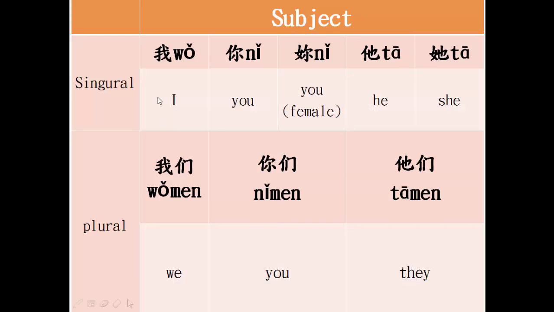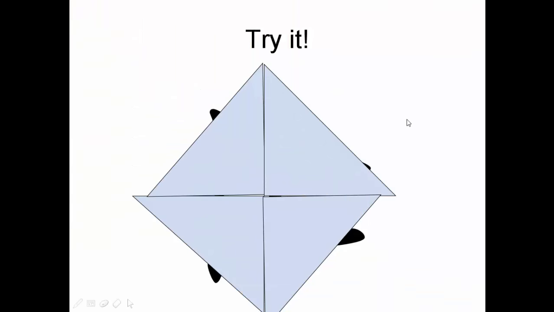Okay, so now let's see the examples. 我 means I. If we put 们 after 我, it becomes 我们. Then it is we. 你, you, this 你 is for male or for both. But this 妳 is only for female, because we can see the female radical here. So the different writing but the same pronunciation, 你 and 妳. We put 们 after 你, it becomes 你们, meaning you all. And 他 is he, and 她 is she, 他们. So those are plural subjects. 我们, 你们, 他们.